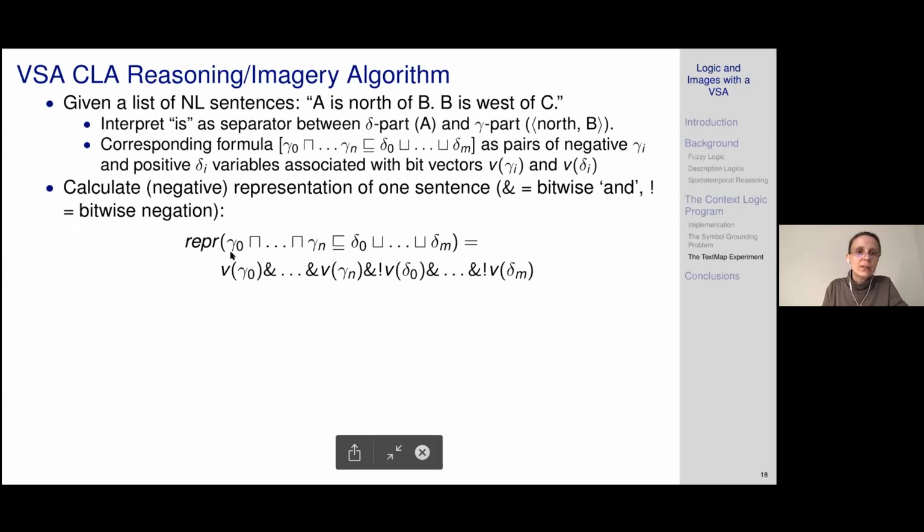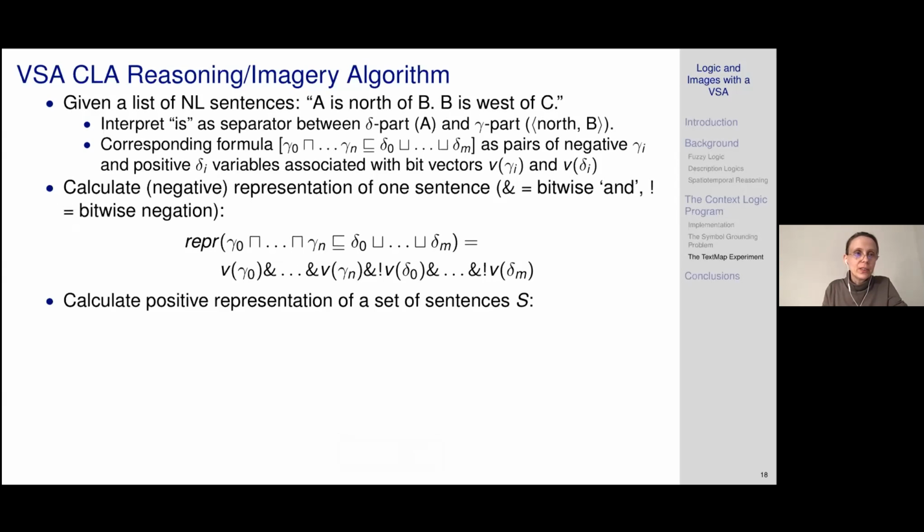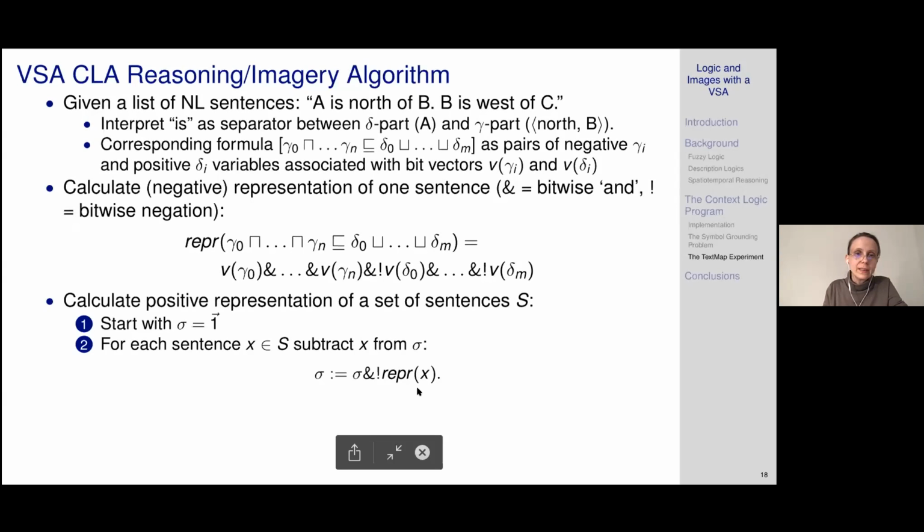And then I go down and I can calculate the representation of one sentence here. So this is the sentence, and I can calculate the representation by using bitwise and bitwise negation to have a negative representation of one sentence. And I can calculate the positive representation of a set of sentences. Then I start with the vector that has all ones, and I combine those representations of each of the sentences.